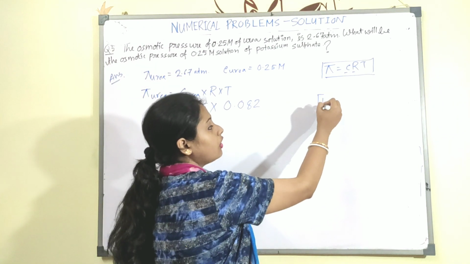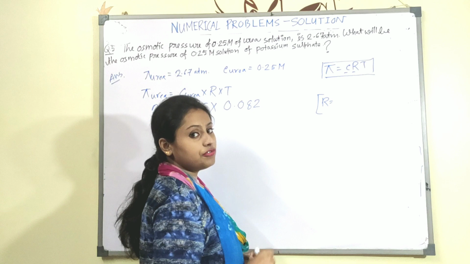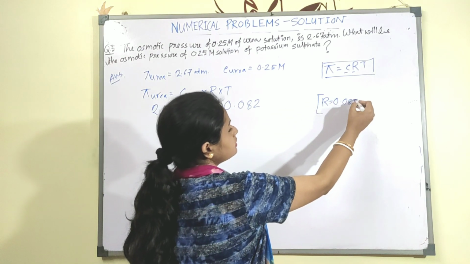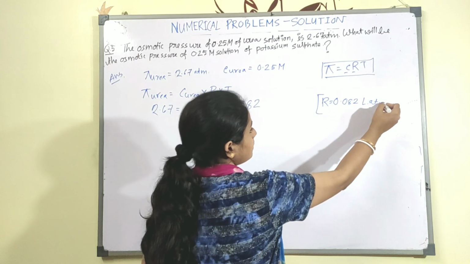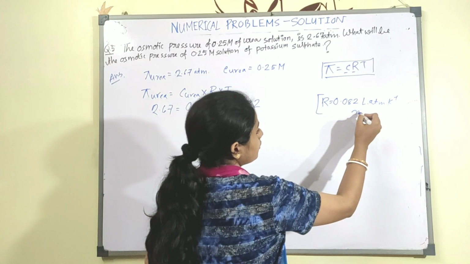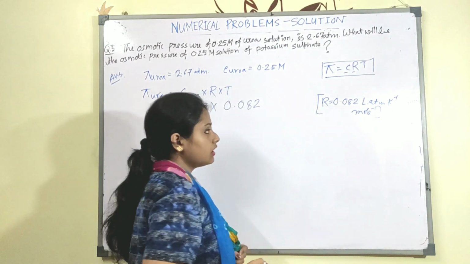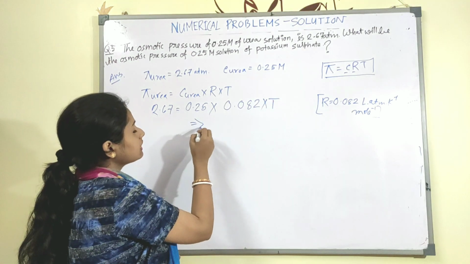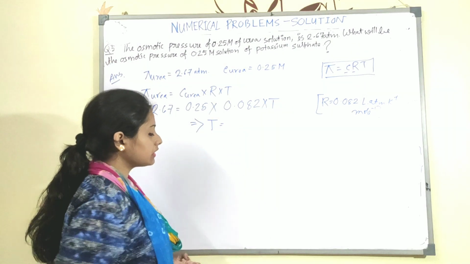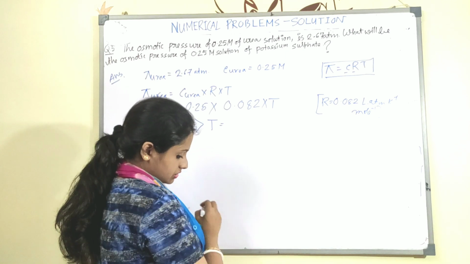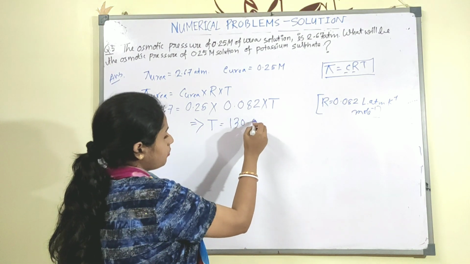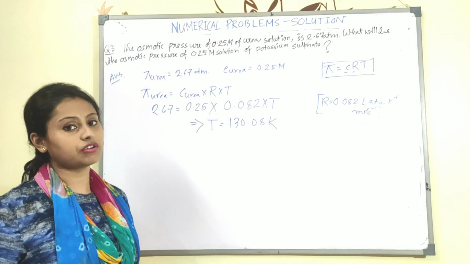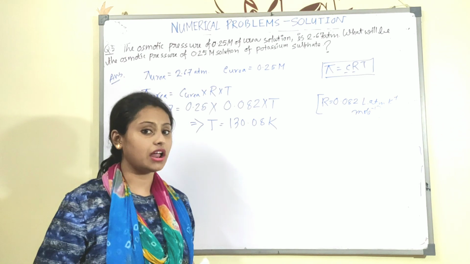You need to know all the values of R. I think all of you know this from class 11 only. So I'm writing the value 0.082 liter atm Kelvin inverse mole inverse. So we are putting this value and the temperature we need to calculate. This is a very simple calculation and the temperature is coming to be 130.08 Kelvin.